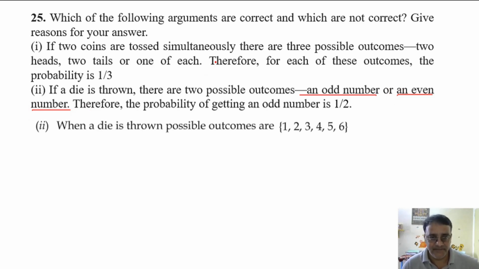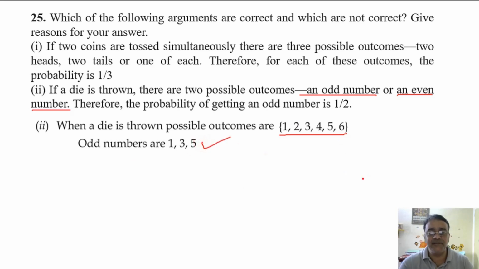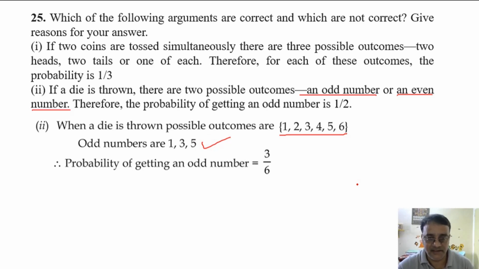So we'll check. When a die is thrown, the possible outcomes are 6. How many odd numbers are there? 3 odd numbers. And how many even numbers are there? 3. So what is the probability of getting an odd number? 3 by 6. If you simplify, you will get 1 by 2.